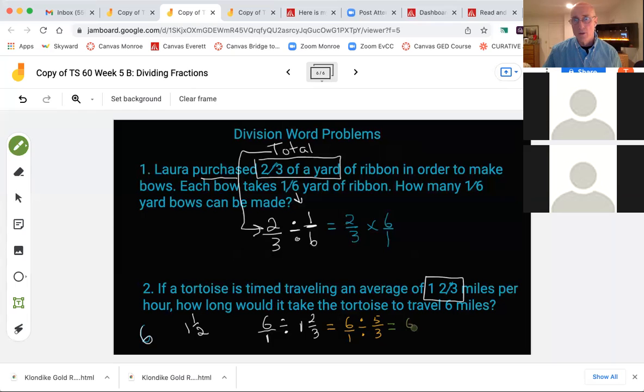6/1, write it in your notes and on your paper. Okay. 6/1 times the reciprocal, the reverse of that second number, which is now going to be 3/5. And here I can proceed from there, okay, which is going to give me 18/5, which gives me 3 3/5. Okay. All right.